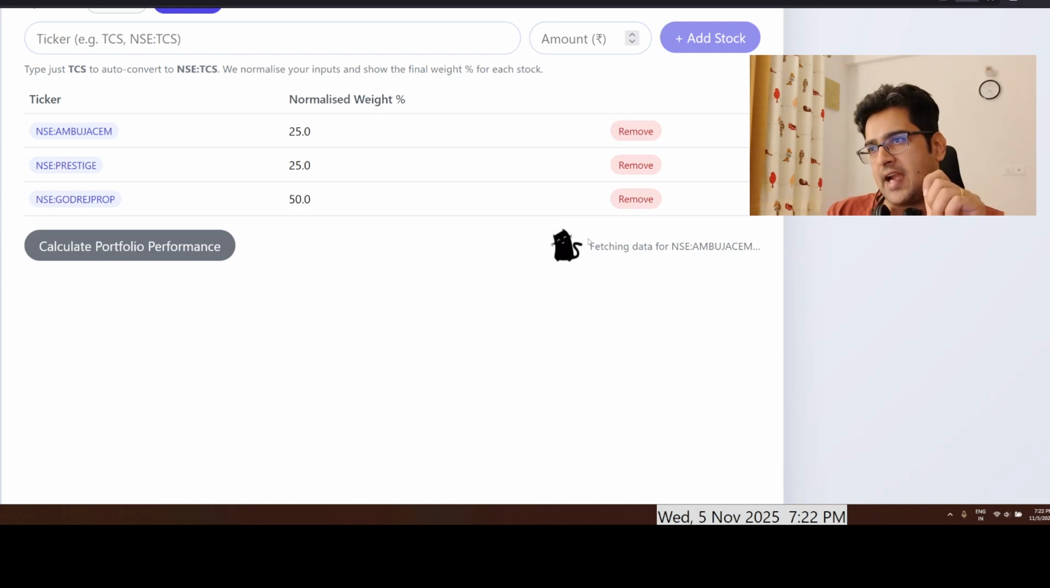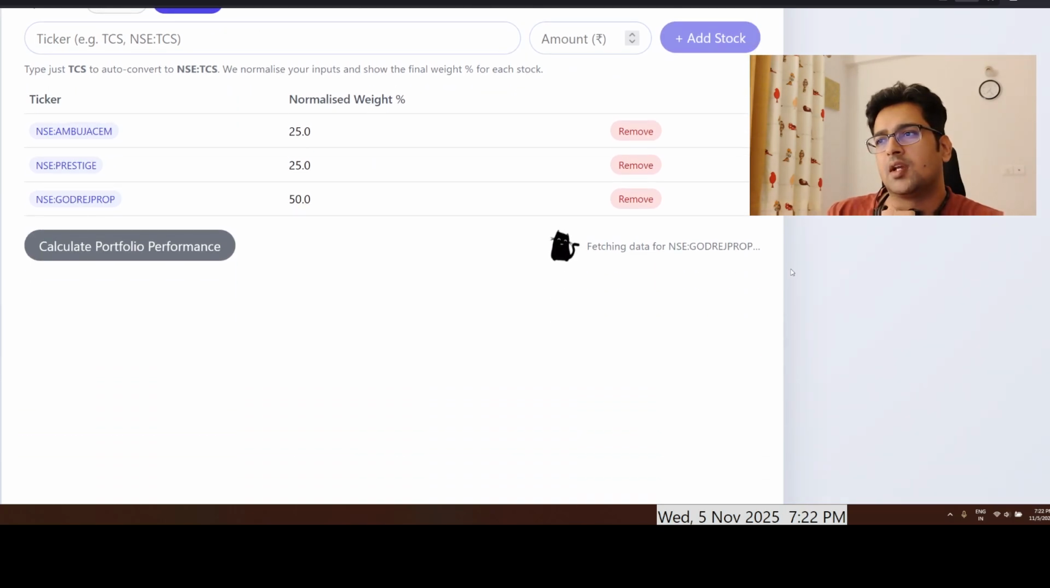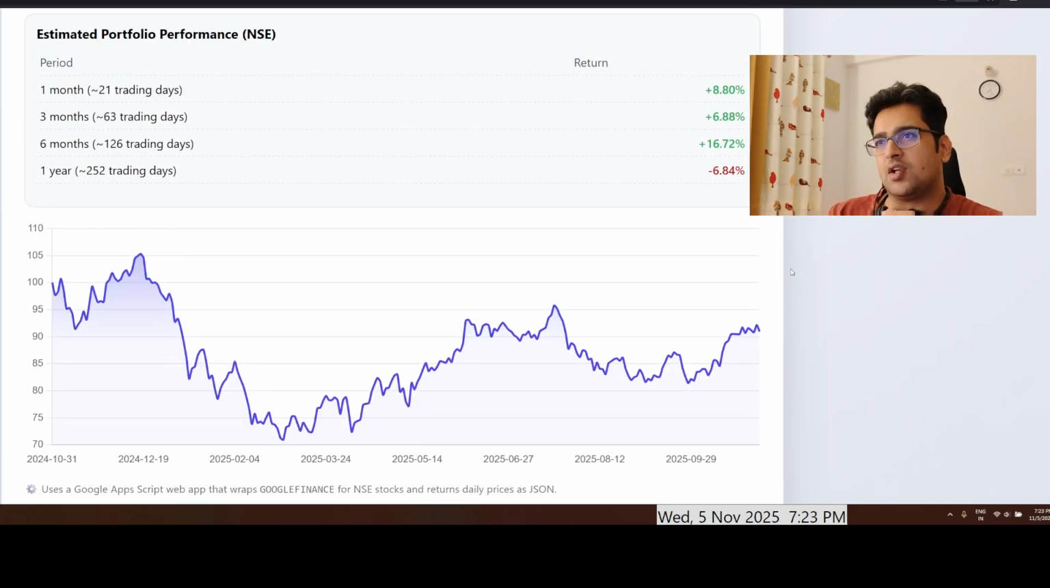As you can see, our tool has started to do its thing. It's fetching the information. Right now, it's fetching it for Prestige, and then it will do Godrej Properties next. Let's just wait with a little patience and see what it is doing here. Okay, now it's fetching for Godrej Properties. We're almost done. All right, so this is what it looks like.